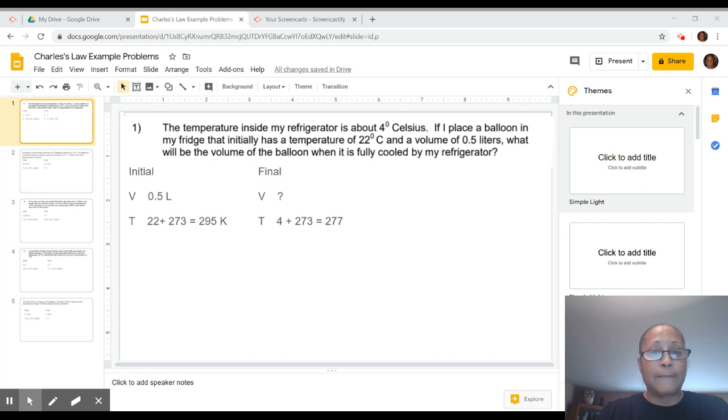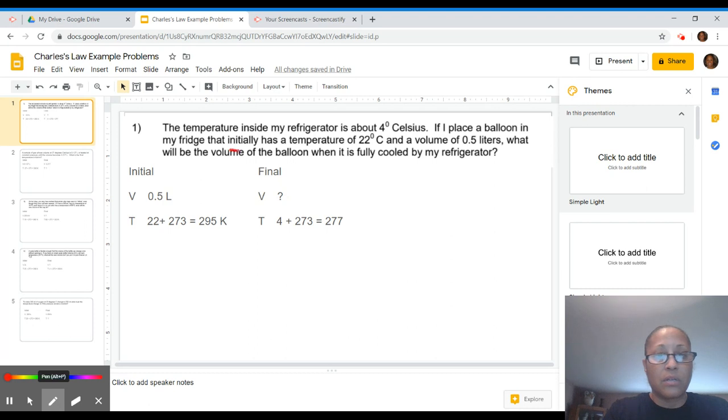If we look at the first problem here, it says the temperature inside the refrigerator is 4 degrees Celsius. If I place a balloon in my fridge that initially has a temperature of 22 degrees Celsius and has a volume of 5 liters. So the initial conditions are a temperature of 22 degrees Celsius. The initial says what we're starting with. So my initial volume is 0.5 liters and my initial temperature is 22 degrees Celsius.